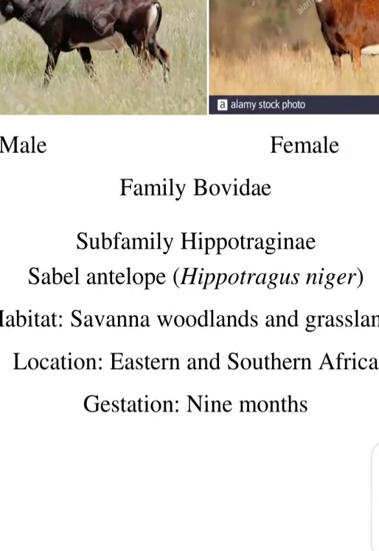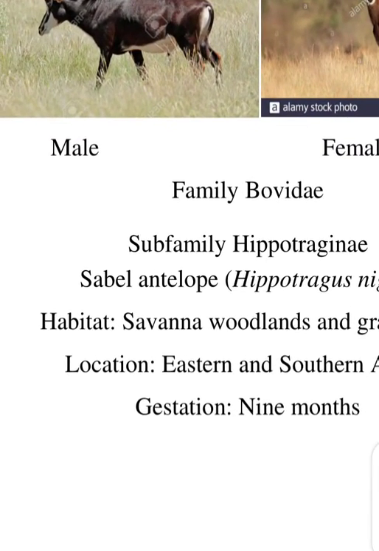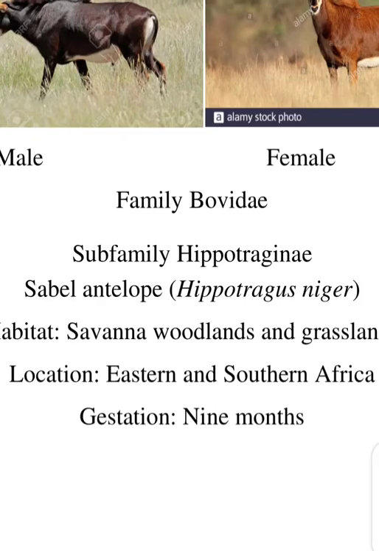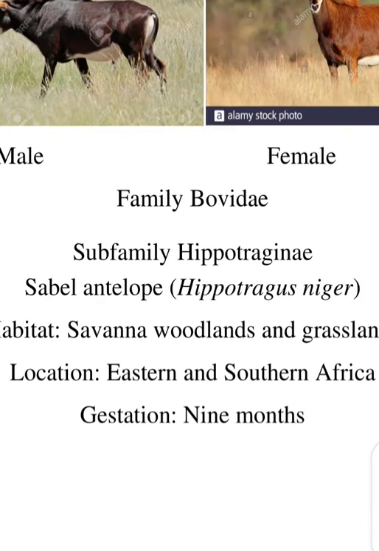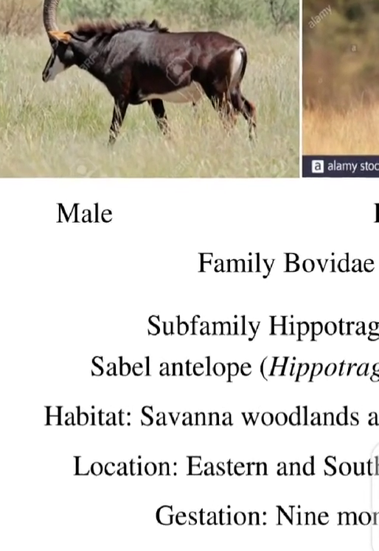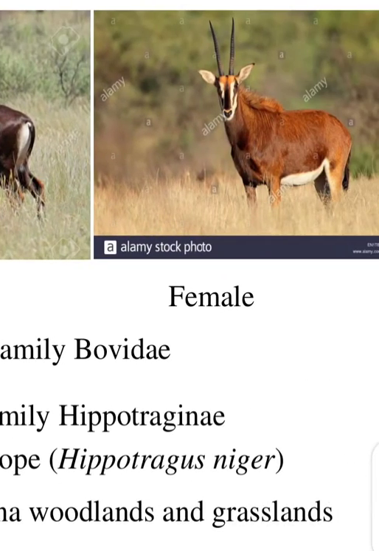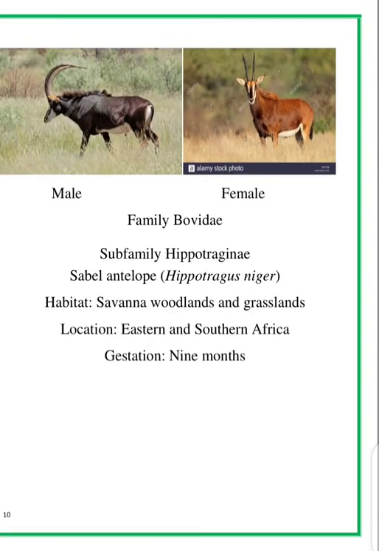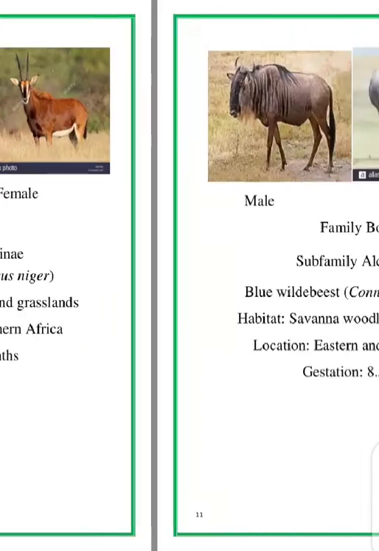And this is the sable antelope. It's very big. It is Hippotragus niger. If we look closer, see the difference between the male and the female. It's found in eastern and southern Africa, with a 9-month gestation period.